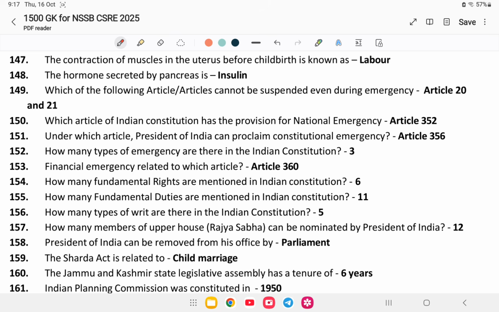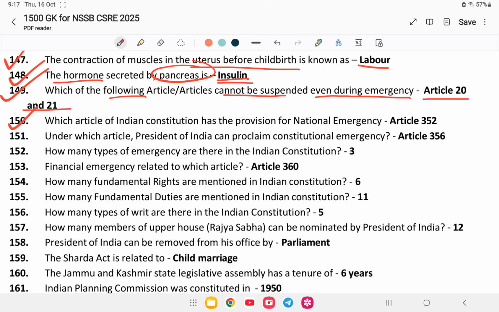Next question. Question number 147. The contraction of muscle in the uterus before childbirth is known as labor. Question number 148. The hormone secreted by the pancreas is insulin, which controls sugar level. 149. Which of the following articles cannot be suspended even during emergency? Article 20 and 21. 150. Which article of the Indian Constitution contains provision for national emergency? Article 352.